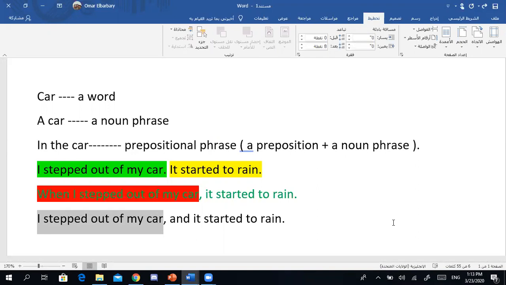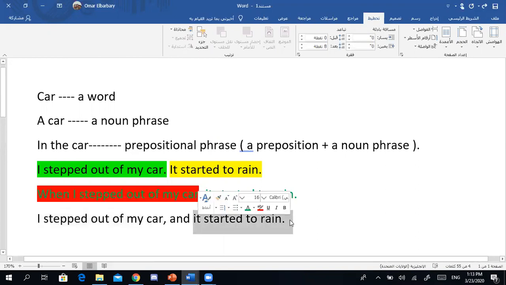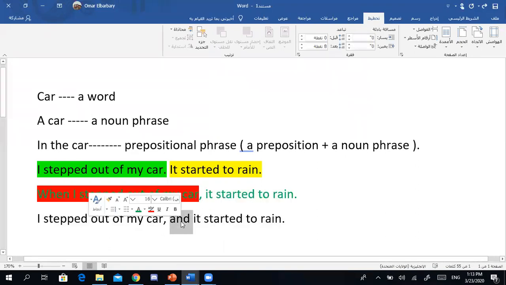Why is it a clause then, since it is able to stand alone? Because it is still connected in meaning to another clause, which is it started to rain. How did I connect the two clauses together? With a comma? Only a comma? With and. Very good. So I connected the two clauses with and. We call and a coordinating conjunction as it connects two independent clauses, all right?